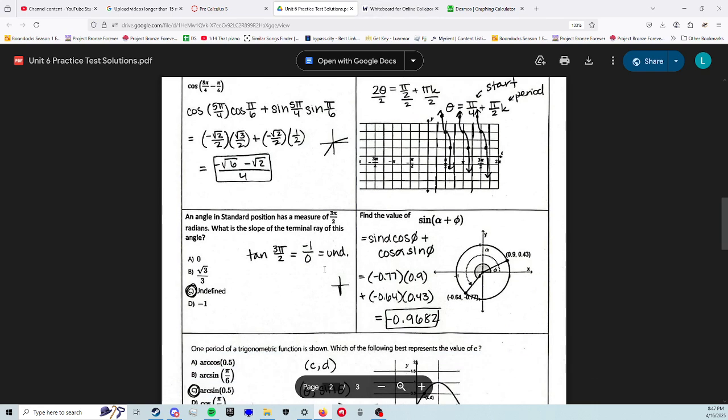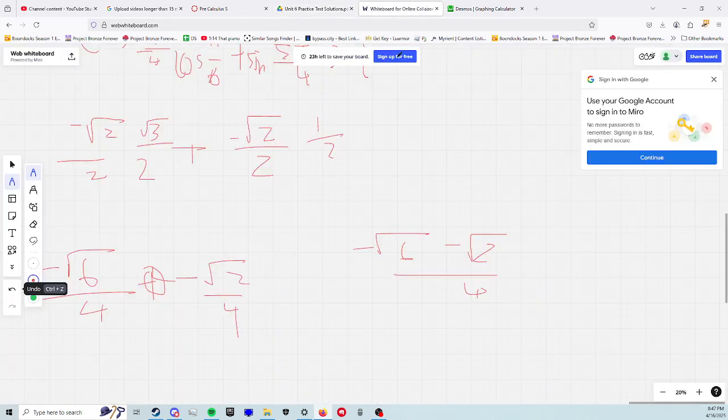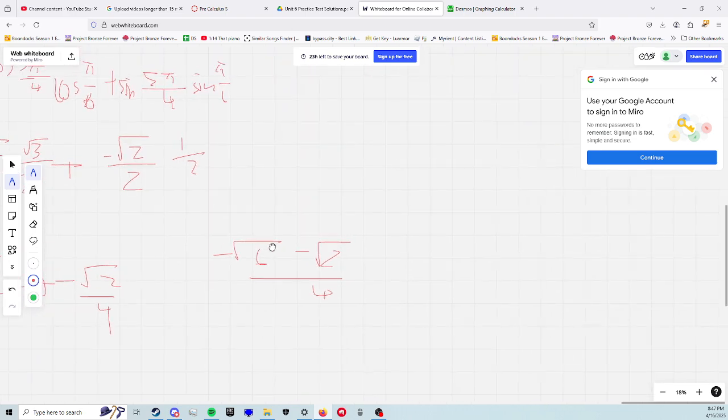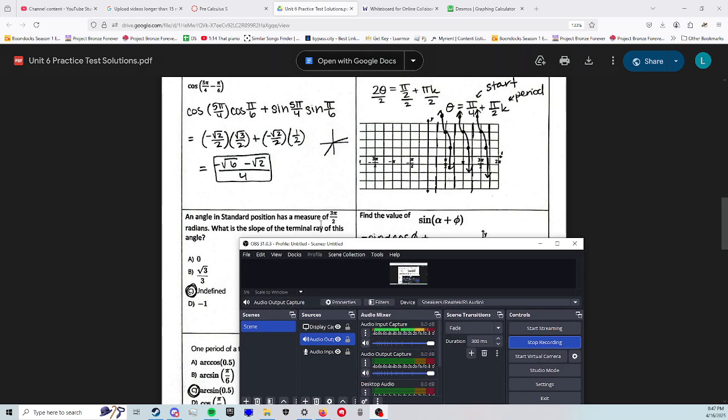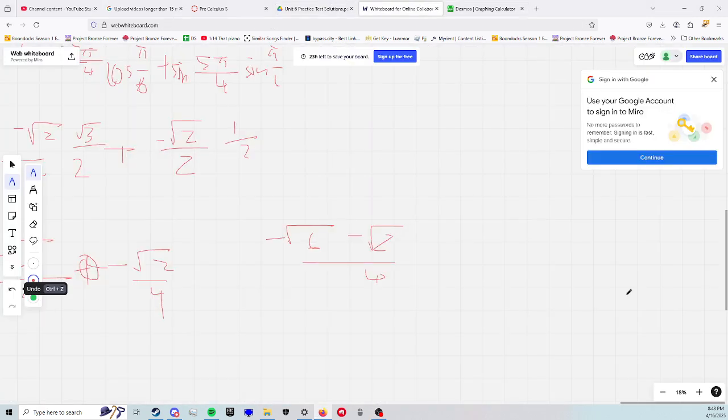Alright, the next problem, we're going straight down. An angle in standard position has a measure of 3 pi over 2 radians. What is the slope of the terminal ray of this angle? Okay, standard position has a measure of 3 pi over 2. So, terminal, this is just a bunch of fancy words. The slope is important though.